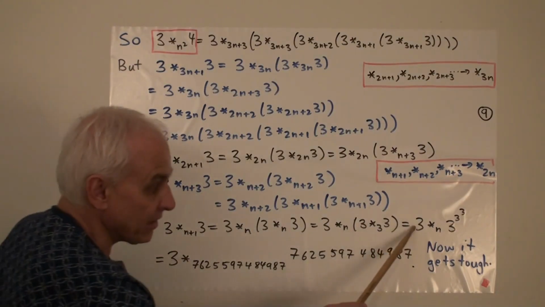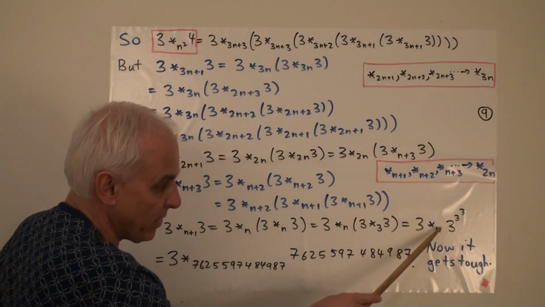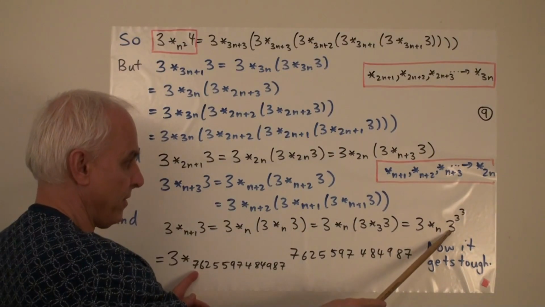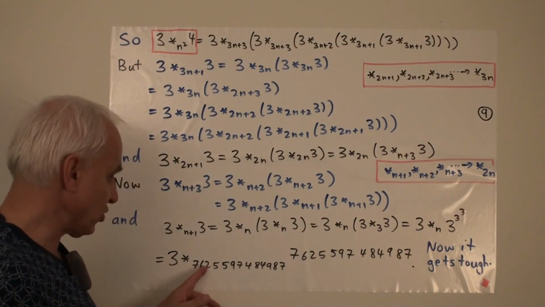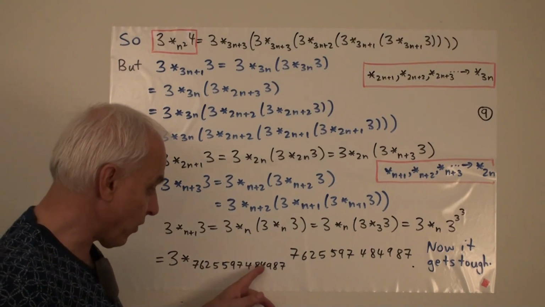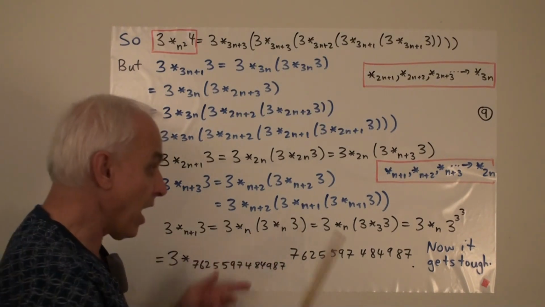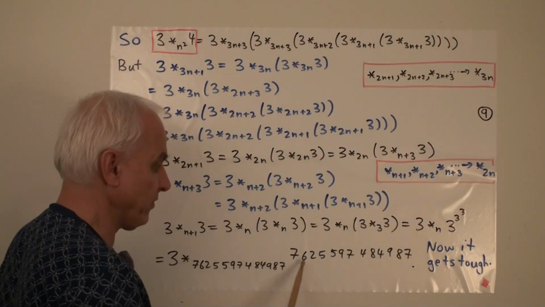Okay, so what this is telling us is that because this is a limit, we have to replace the n here with 3 to the 27, so there it is there. So it's 3 star 7625597484987 times 3 to the 27, which is the same number.